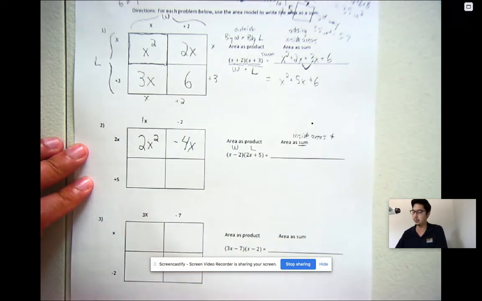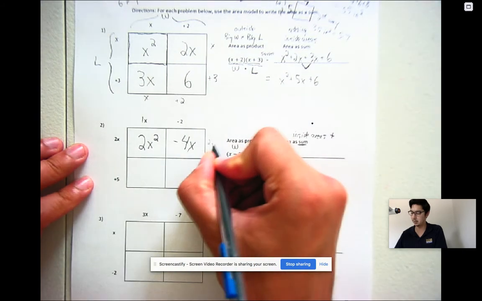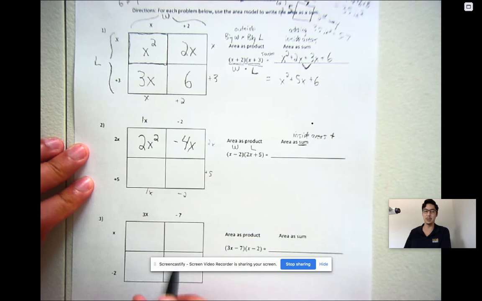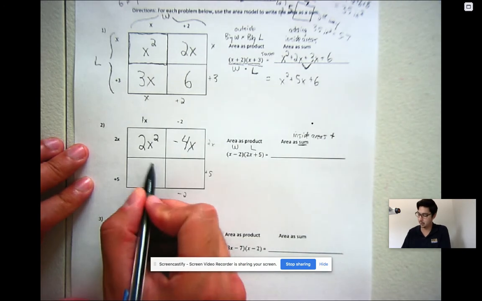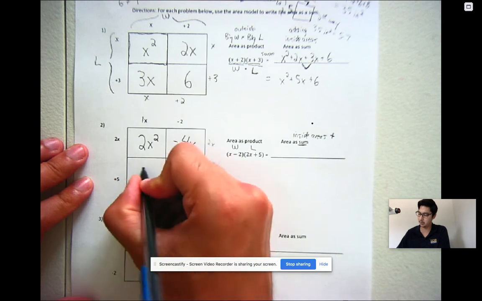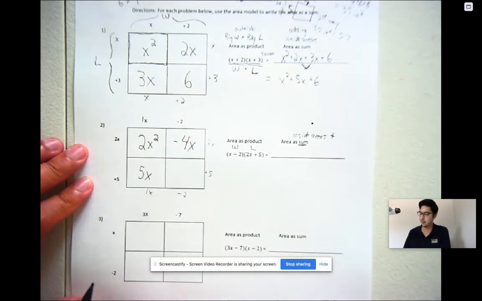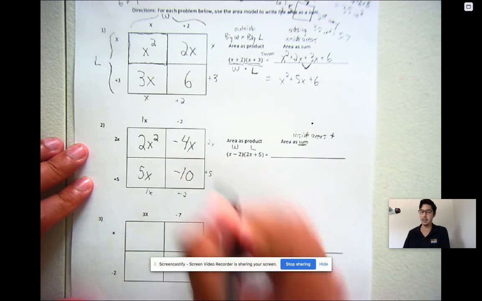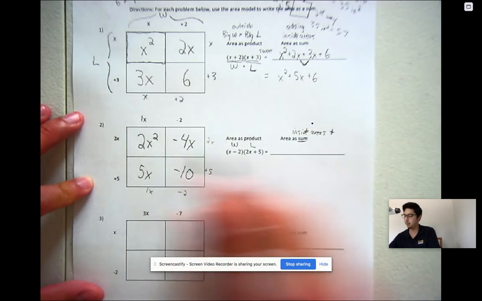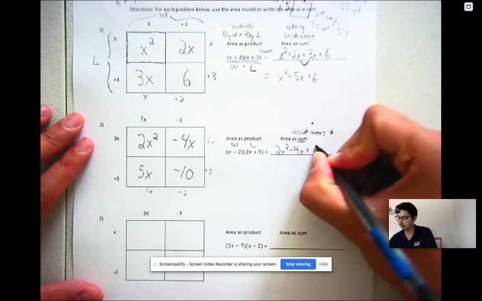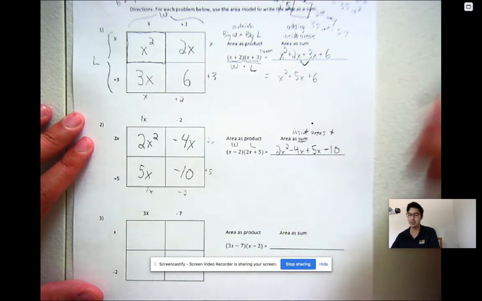And again, if you need to, write these numbers on the outsides to help you see it. You don't need to, but until you get a hang of it, maybe that's what you want to do. This rectangle down here is going to be 5 times 1x, which is 5x. And this rectangle right here will be 5 times negative 2, which is negative 10. Add all those up. You have 2x squared minus 4x plus 5x minus 10. And you're done. That's correct.